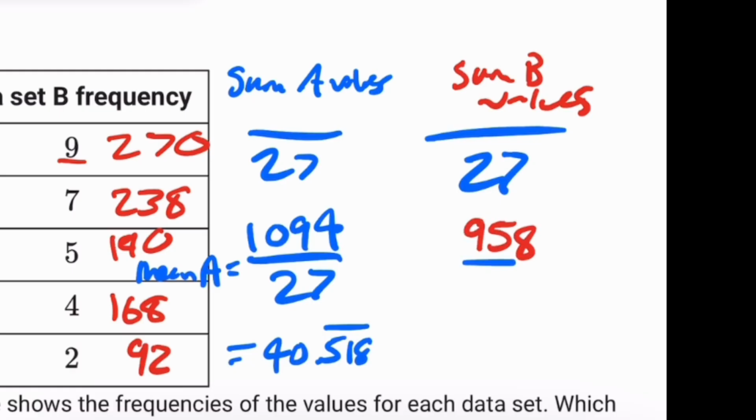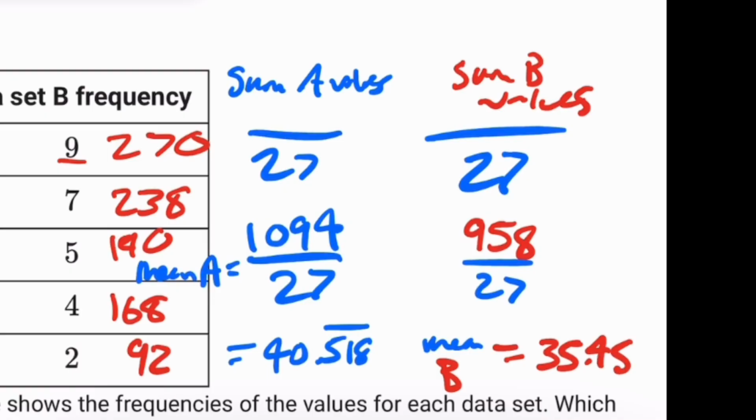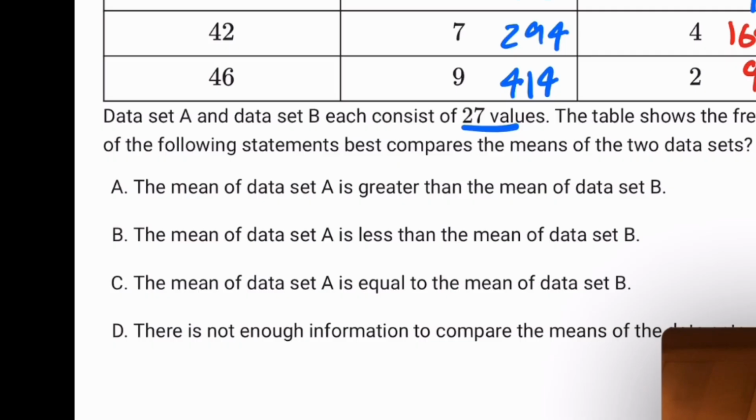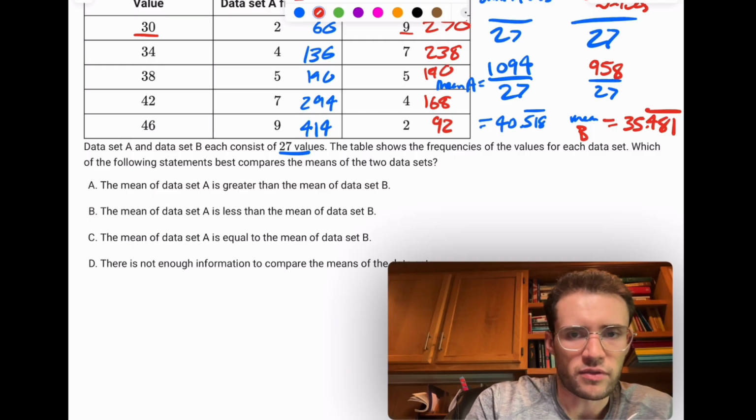Divide that by 27. Now, even before you divide, you can see the mean is going to be less for B, right? If the sum is less and they have the same number of values. But let's just find the actual mean. Divide that by 27 gives us the mean of B is equal to 35.481, like that. So both of them have repeating decimals, but the mean of dataset A is greater than the mean of dataset B. That's true. 40.518 is bigger than 35.481.